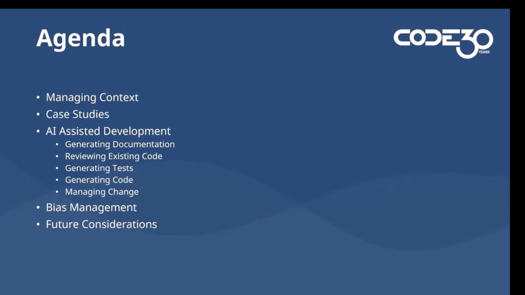Then we'll finish up with a small bit about bias management and how to keep AIs honest, and then some future considerations or things that you might want to think about. So let's get started. Managing context, controlling the AI output. In this section, I'll expose you to the range of options available for managing context. Well, I won't cover every option that I show on the screen, but you can use this information as a guide to your own exploration.